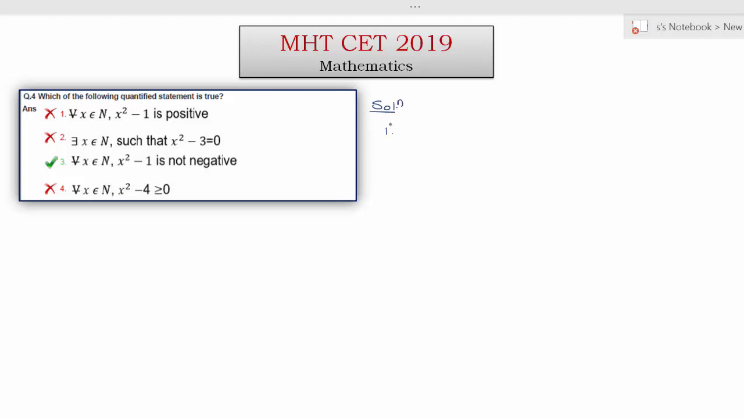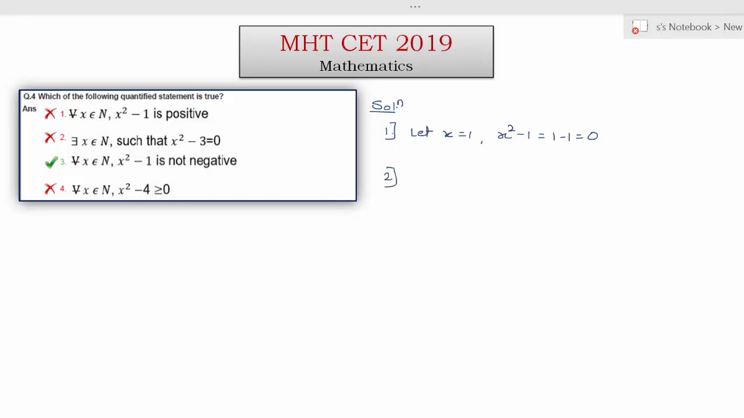First, for all x belonging to natural numbers, x square minus 1 is positive. So it says for every natural number, x square minus 1 is positive. Let's say x is equal to the first natural number 1. x square minus 1 becomes 1 minus 1, which is 0. This is not a positive number. So the first is the wrong option.